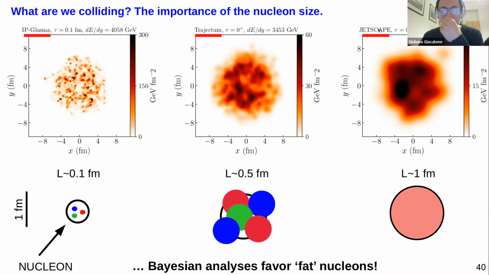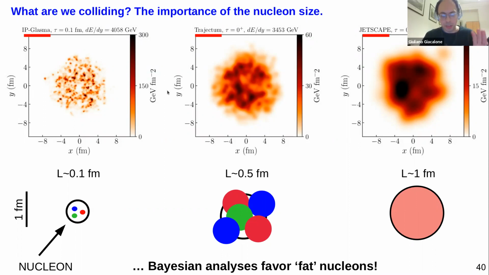The JETSCAPE collaboration analysis, or what was done by the Duke group, who had a paper in Nature Physics, for instance, doesn't have a subnucleonic structure. They just fit the soft sector data, and they get as a result very large nucleons. The size associated is 1 Fermi, and this is why this profile is so smooth eventually. So in general, you see that whatever you get from the Bayesian analysis is favoring smoother systems. And this is at variance with what is implemented in IP plasma.